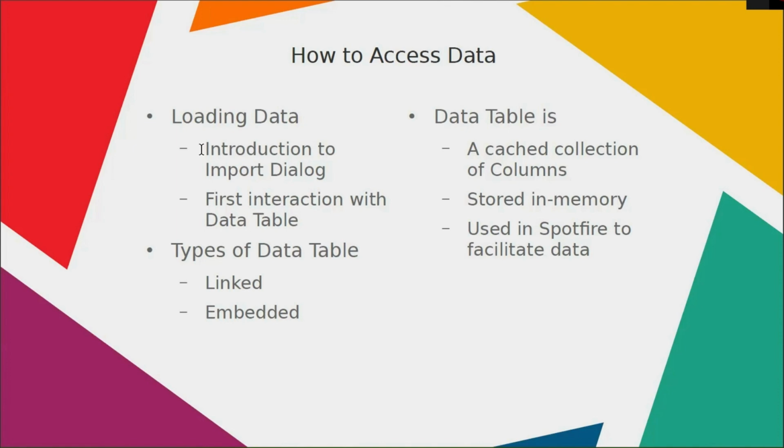A data table has three major components. One is columns, it's a group of columns, first of all. Second, it is an organized group of columns. And third, it has a context, like what this particular data table is doing. There will be a purpose or a context associated with that. And when we load data, we get options to use linked or embedded data.